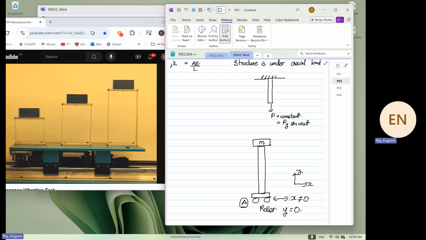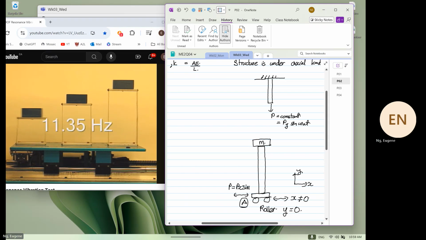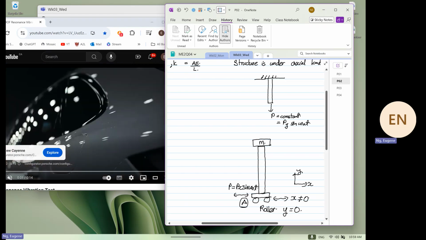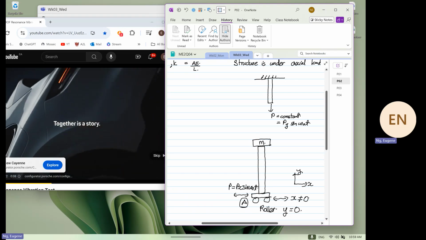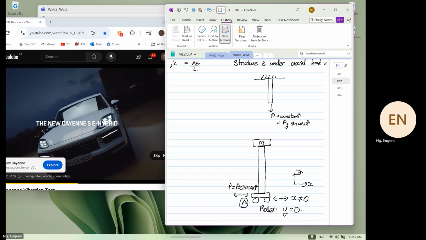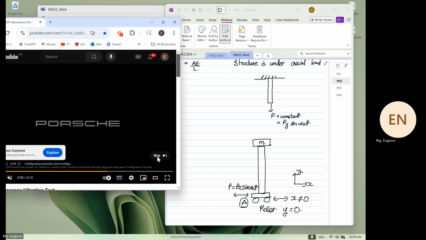Now the excitation is P. I'm going to draw on this side now. P is equal to Px sine omega naught t. Yes. Say it again. P is the force that's applied at point A, at A location. Right?